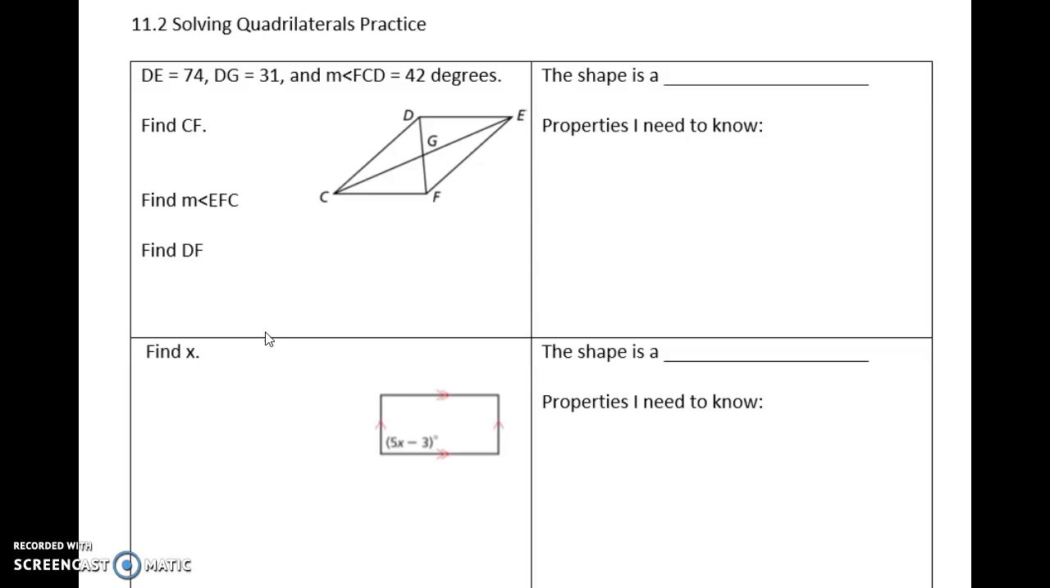I was thinking about your assignments and this worksheet in particular. I said, you know what, I'm just going to try this video thing. I want to see how it works. So I'm going to take you through a few things on this worksheet, this 11-2 worksheet, solving quadrilaterals practice.